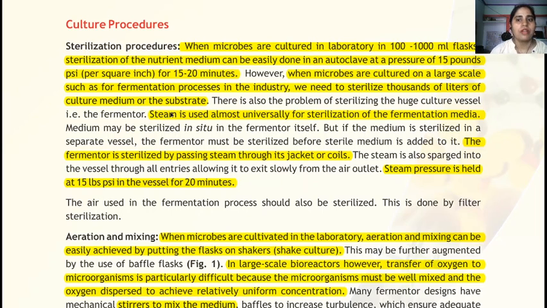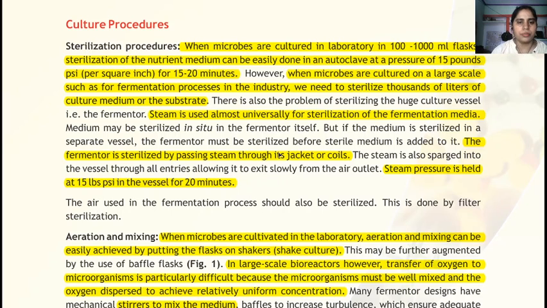From the industry point of view, steam is used for the sterilization of the media used during the fermentation process. Because this media is used during fermentation, it is also called fermentation media. So that is how to sterilize media in industry and in lab conditions. One jacket is present in the bioreactor in which we pass the steam, and the other jacket is where the cooling water is passed.